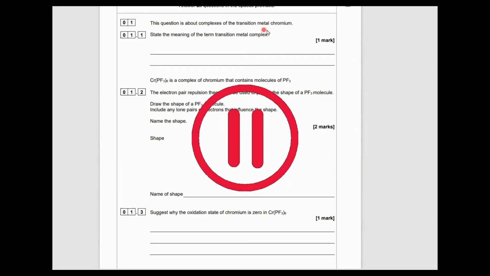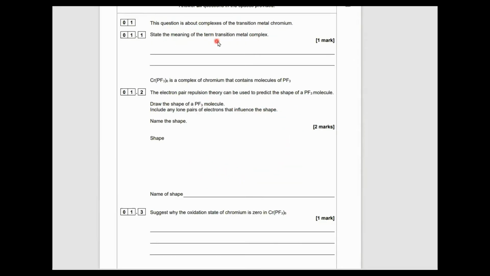Okay, question 1. The question is about complexes of the transition metal chromium. State the meaning of the term transition metal complex. 1 mark.